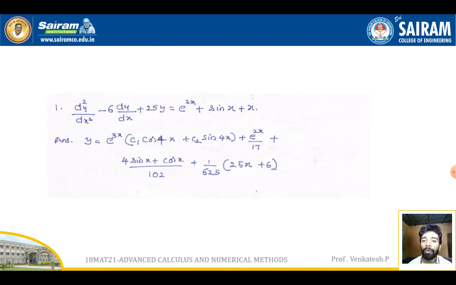One more problem is like this: d square y by dx square minus 6 dy by dx plus 25y is equal to 3 e power 2x plus sin x plus x. Take this one for assignment and solve it. The solution will be like this: y is equal to e power 3x into c1 cos 4x plus c2 sin 4x, plus e power 2x by 17, plus 4 sin x plus cos x by 102, plus 1 by 625 into 25x plus 6. Thank you.